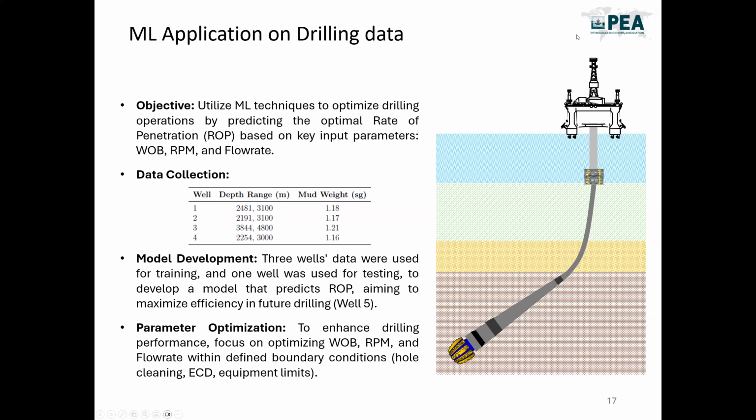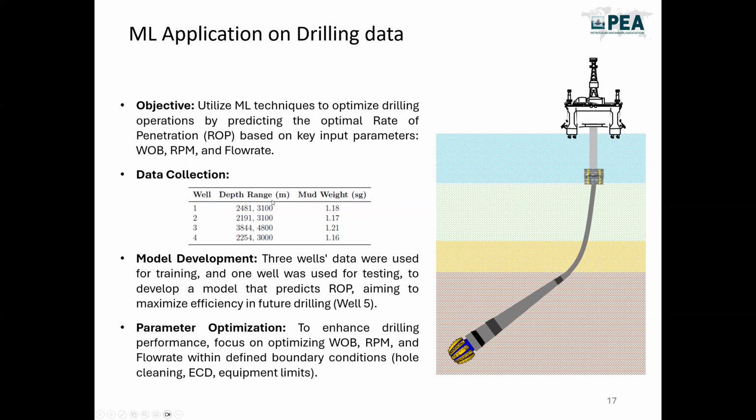So the objective, as I mentioned, is to apply machine learning techniques. I want to develop an ROP model. The parameters that I'm going to work with are weight on bit, RPM, flow rate, and the standpipe pressure. I have four wells from the same field. These are real data, from four wells of the same field.